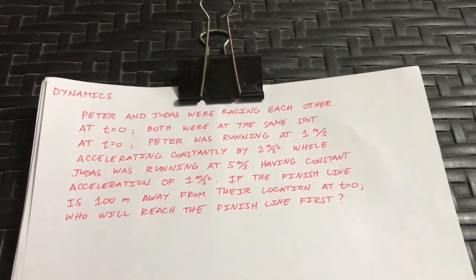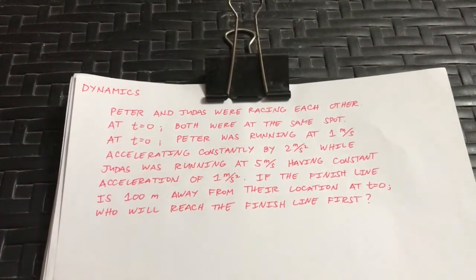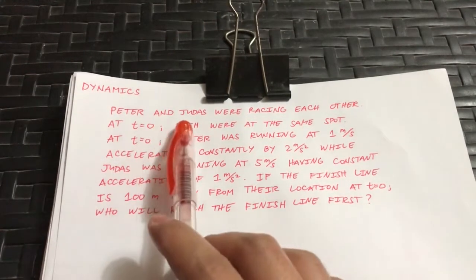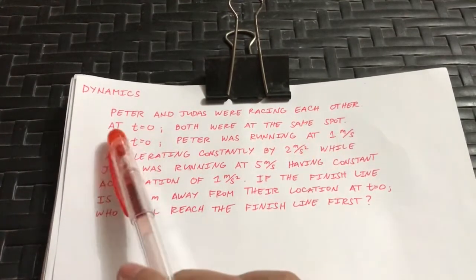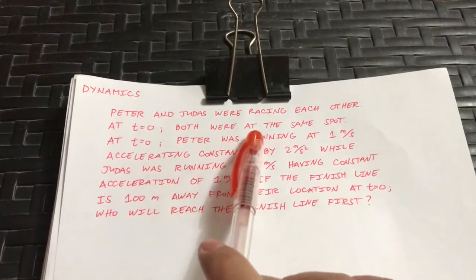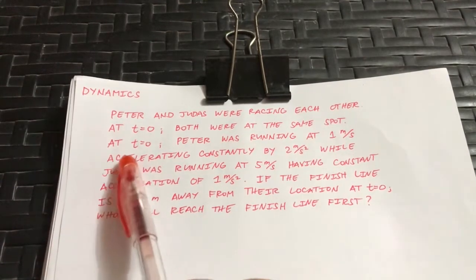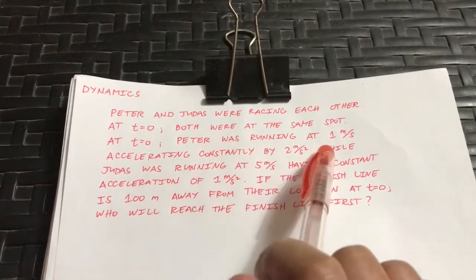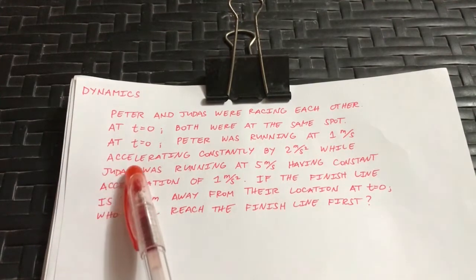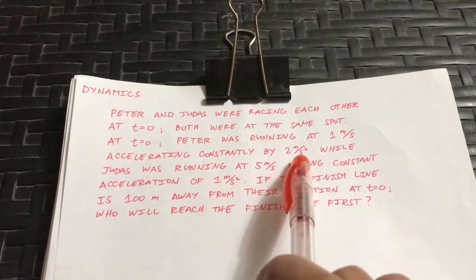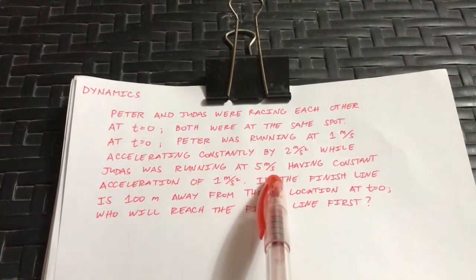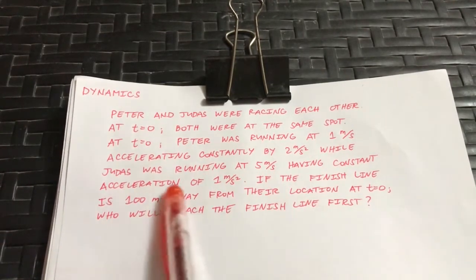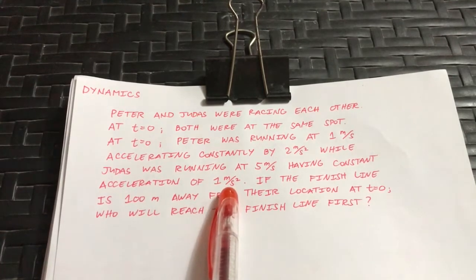Hello everyone. We have another video to solve this problem right here. We have Peter and Judas racing each other. At time equal to 0, both were at the same spot. At time equal to 0, Peter was running at 1 meter per second, accelerating constantly by 2 meters per second squared, while Judas was running at 5 meters per second, having constant acceleration of 1 meter per second squared.